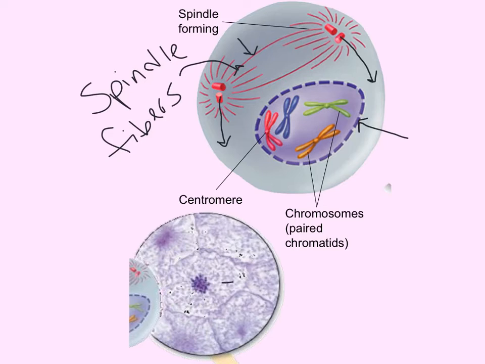Once again, you can see this cell down here. It is in prophase. We can clearly see the dark chromosomes. There's no longer a nuclear membrane holding those chromosomes in. The nuclear membrane has dissolved, and we can see the chromosomes.